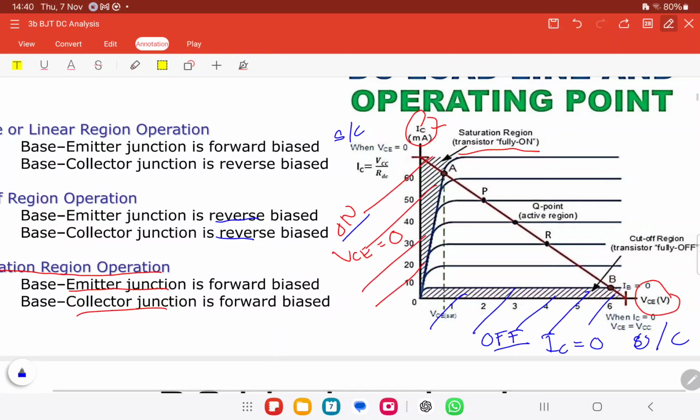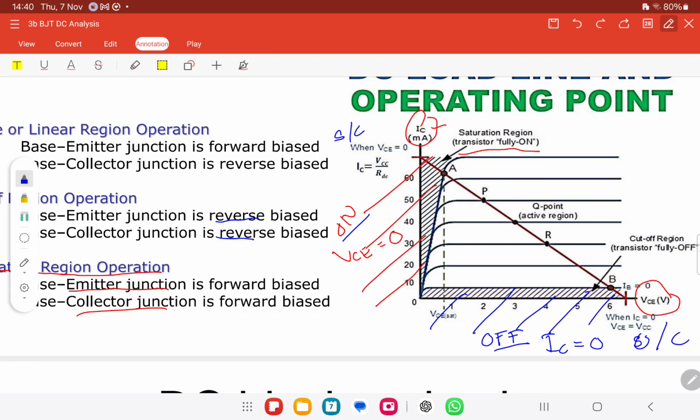Okay, and yang tengah ni is the active region, for operating region. Yang mana dia dah on. Dia akan sampai satu point dia stable. Stable is bukan off, dia on je all the time. Okay, and Q point is the optimum operating point.